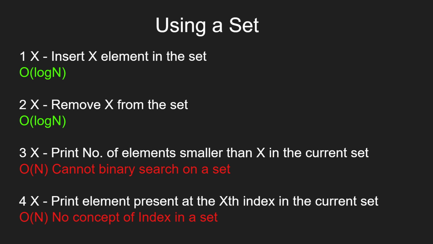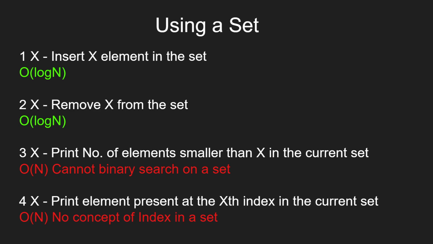Again, now if we talk about the fourth query, we need to print the element at the xth index in the current set. Now, like I said, there is no concept of an index inside a set. All we have are iterators, right? So in order to find out what is the element that is present at the xth index, we'll essentially have to iterate from the start to the end. And whenever we reach the xth index, we just print that element. So that would again be order of n, right?